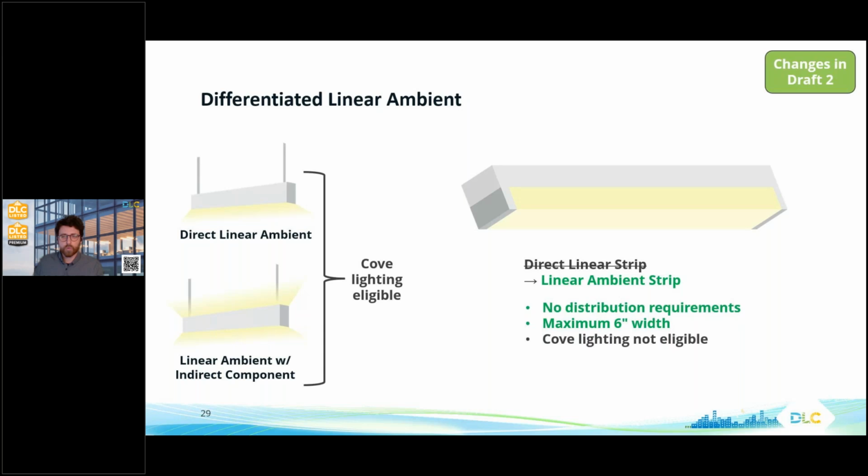The feedback we received was that the technical distinctions we proposed were not sufficient, so draft 2 introduces 2 changes to the PUD. We've updated the name of this new PUD from direct linear strip to linear ambient strip to reflect the fact that we have removed distribution requirements. So products under this PUD will no longer have to adhere to a direct distribution pattern. We are also limiting the acceptable width to a maximum of 6 inches. However, although we have opened up eligibility for products marketed as cove lighting for the direct and indirect linear PUDs, products marketed as cove lighting are not eligible for the linear ambient strip.